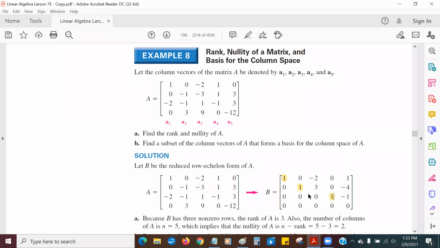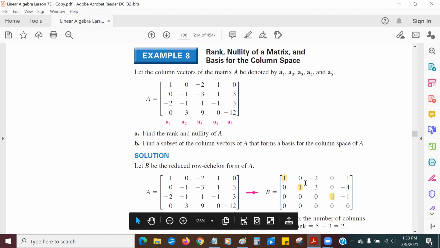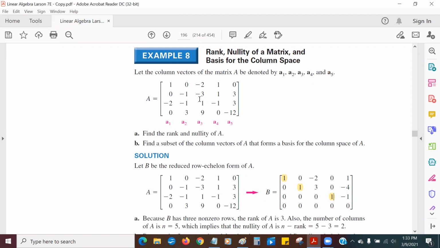Now, notice I highlighted 3 ones. Those are all the leading ones. Since there are 3 leading ones, that means that the rank of A is 3. In fact, the columns containing these leading ones would give us a basis, though not these columns themselves, but the corresponding columns of the original matrix, A1, A2, and A4.